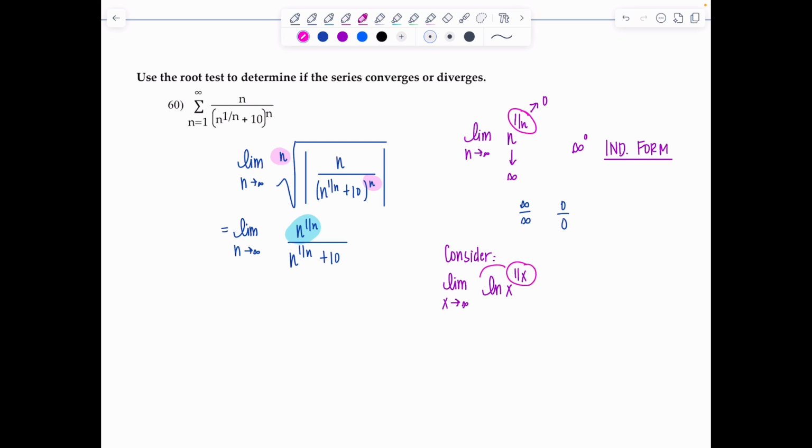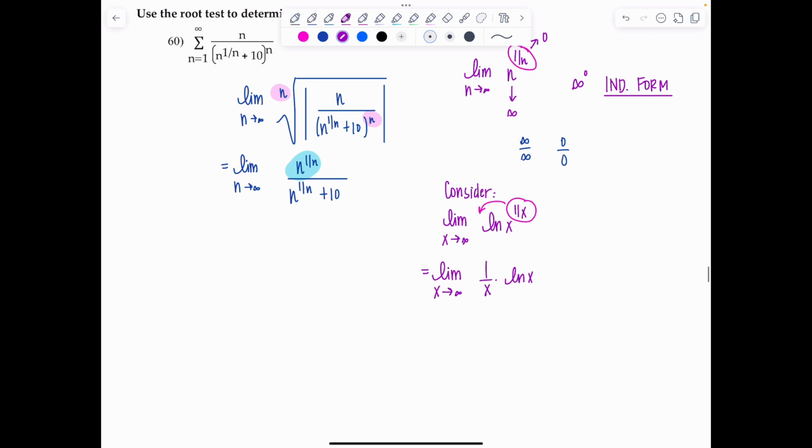Move the 1 over x to the front. So now this is the limit as x goes to infinity of 1 over x times ln of x. And you're basically where you need to be to apply L'Hopital's rule. Just rewrite it as the limit as x goes to infinity of ln of x over x. Perfect. Always verify you have either infinity over infinity or 0 over 0, which we do. So now we can use L'Hopital's rule. Always write down that's what you're doing.